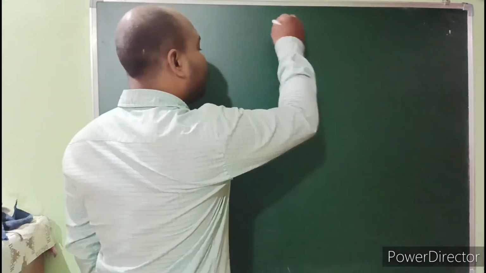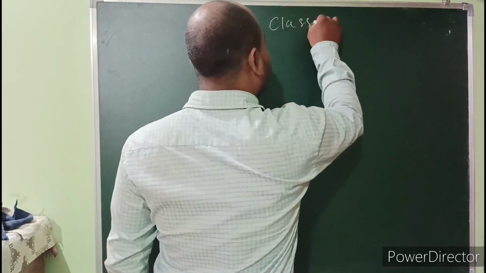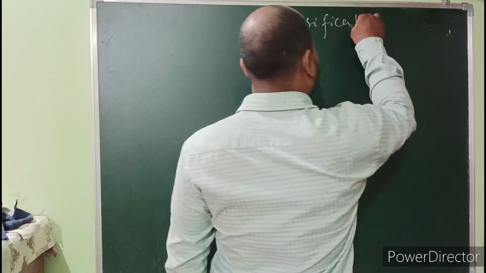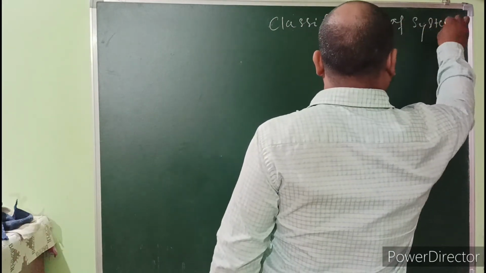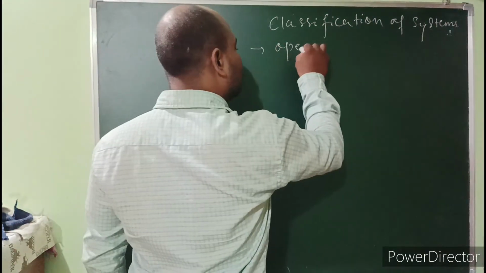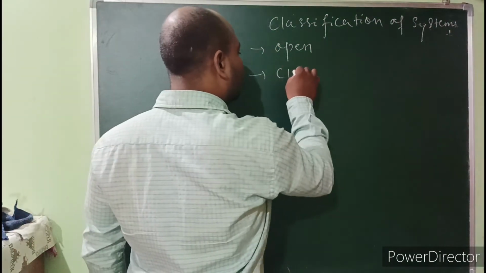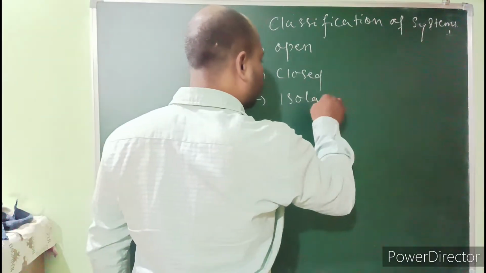We will classify different types of systems. Classification of systems. One is open system, closed system, isolated system.